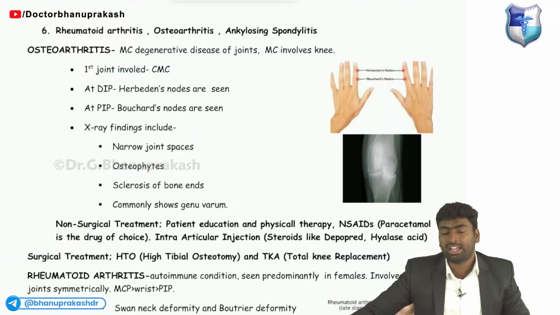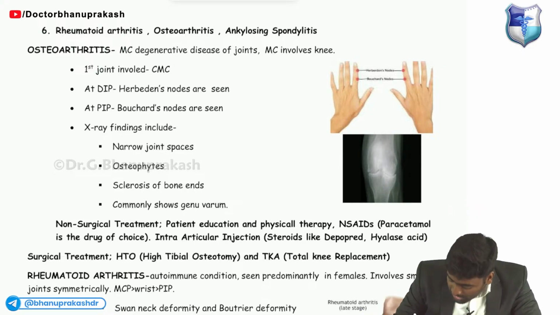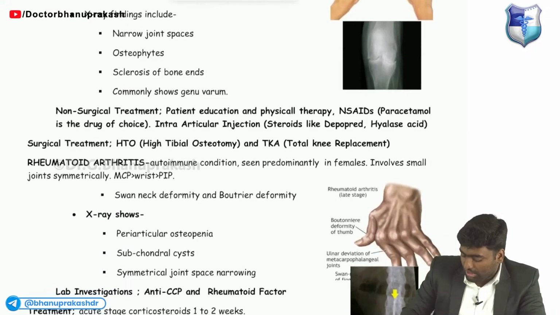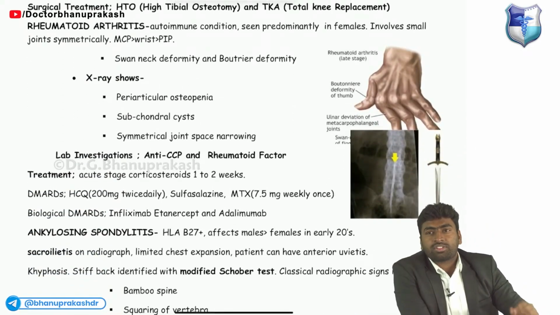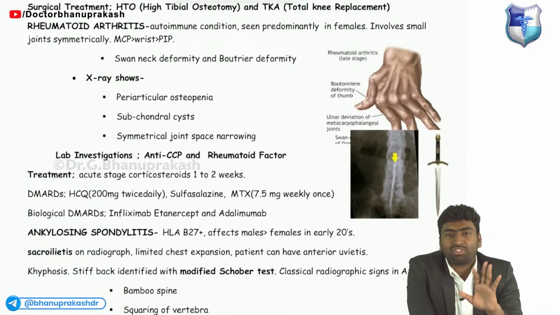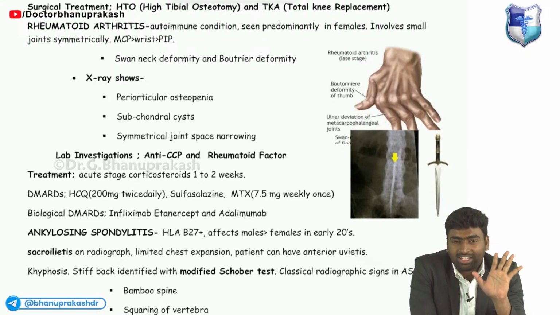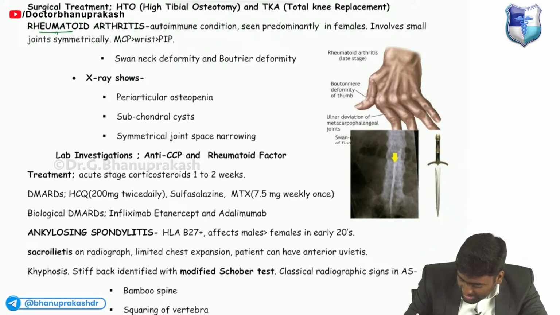Fine. Next, we'll move on to the joint conditions. One is osteoarthritis. Remember the first condition, which is rheumatoid arthritis. In rheumatoid arthritis, who will be crying more, male or female? The females will be crying. Remember, for rheumatoid arthritis, crying. The females will be crying because of mood swings.